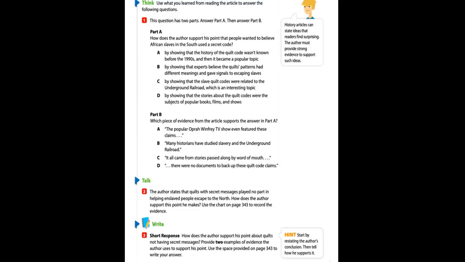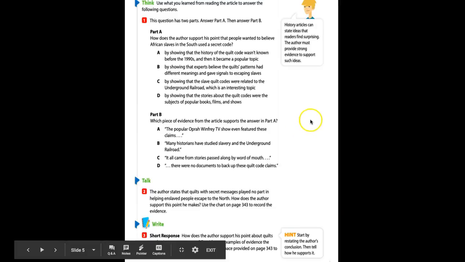Is it A, B, C, or D? A, by showing that the history of the quilt code wasn't known before the 1990s and then it became a popular topic? B, by showing that experts believe quilt patterns had different meanings and gave signals to escaping slaves. C, by showing the slave codes were related to the Underground Railroad, which is an interesting topic. Or D, by showing the stories about the quilt codes were subjects of popular books, films, and shows.